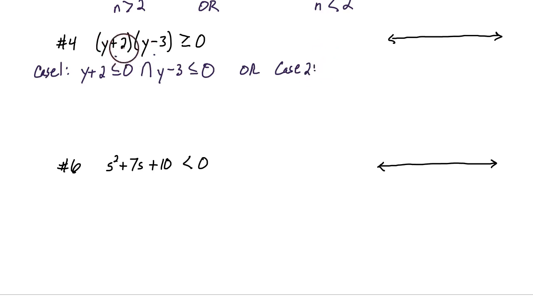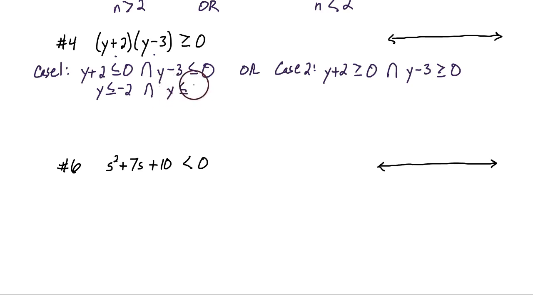The other way that two things multiplied together can end up greater than 0 is if they are both positive. So y plus 2 is greater than or equal to 0, and y minus 3 is greater than or equal to 0. Now let's go back to both cases and solve the inequalities. Subtract 2 from both sides. On this one, add 3 to both sides.